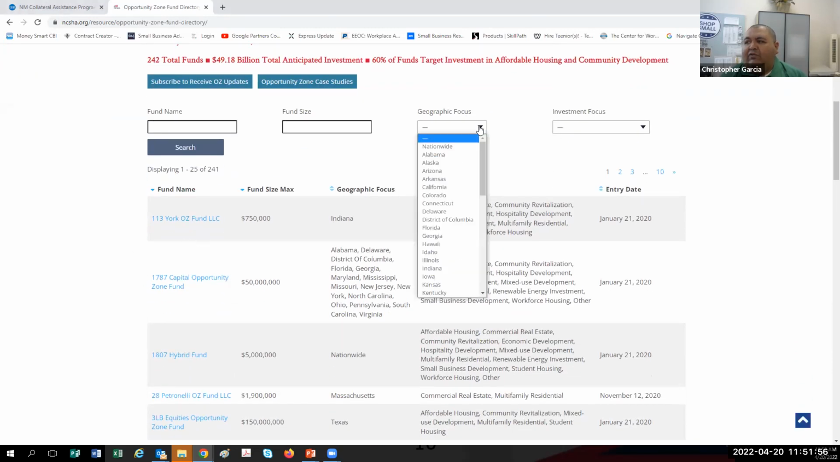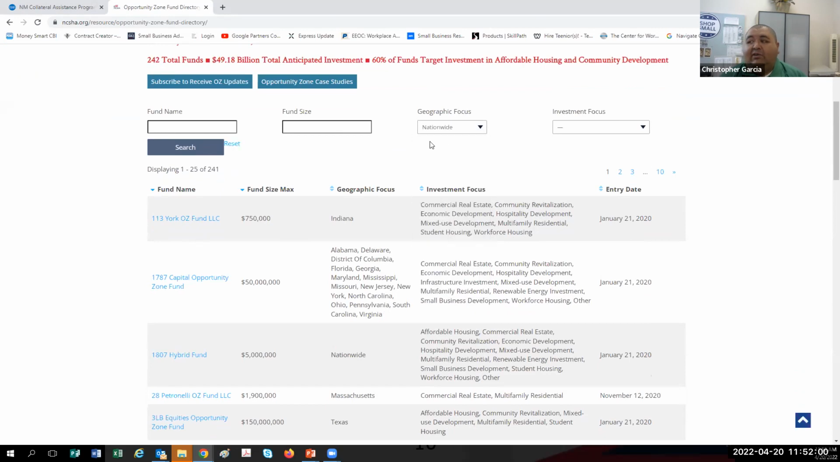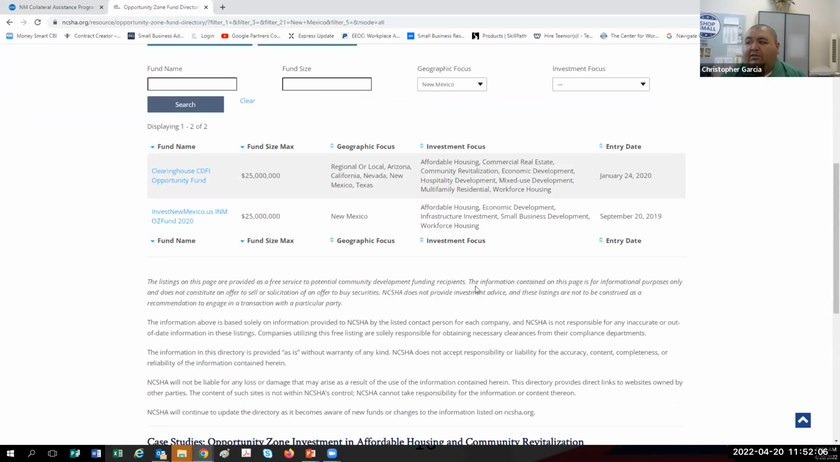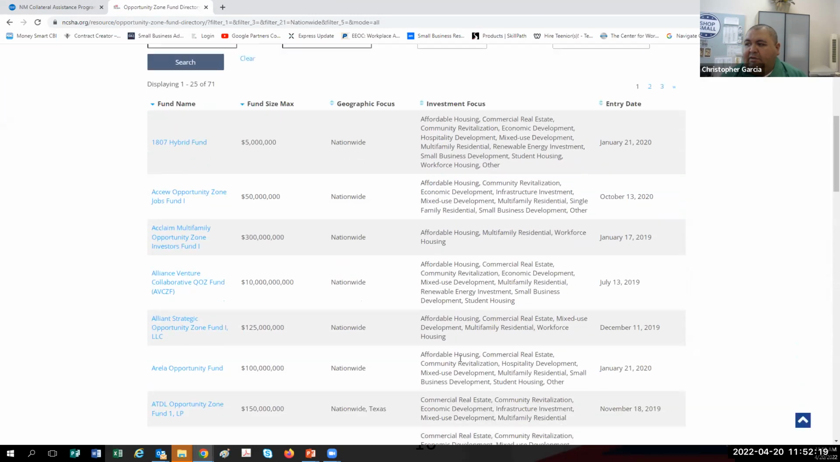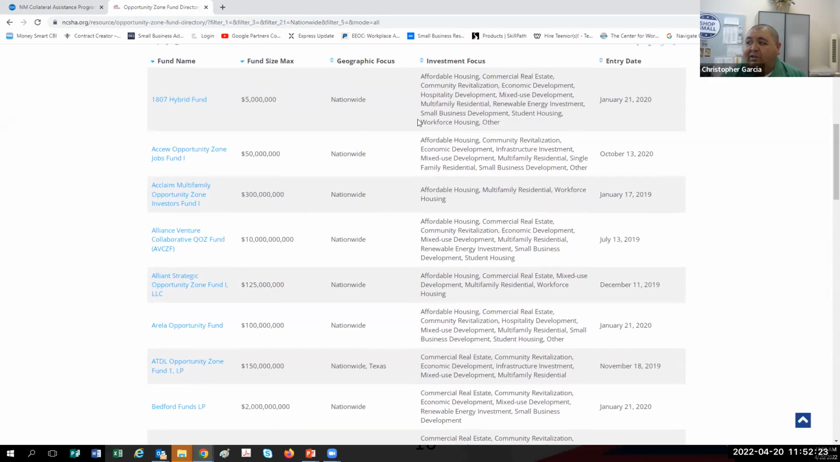And if you want to, you could go for a geographic focus. Maybe you want to do nationwide because there are only 2 in New Mexico, which I'll show you. There are 2 opportunity funds that concentrate in New Mexico, and they tell you what their investment focus is. You may have to go nationwide. And if your business falls into one of their investment focused categories, they could provide you with funding. I think it's about 80% of the funding that you need to purchase property and make a building on that property. I haven't heard of too many small businesses getting opportunity funds. So if you're interested in that, please take advantage of the program.